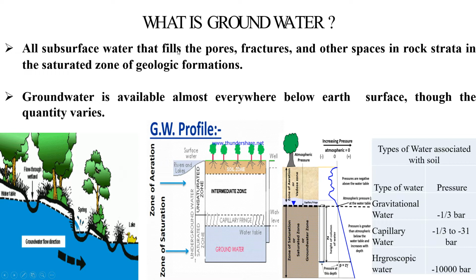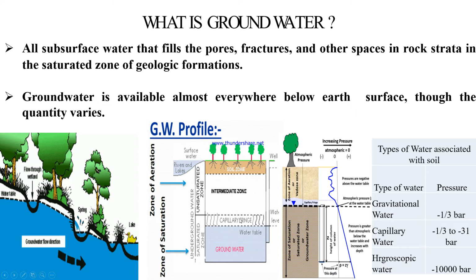Groundwater is all the subsurface water that fills the pores, fractures, and other spaces in the rock strata in the saturated zone of the geological formation. Groundwater is available almost everywhere below the Earth's surface, though the quantity varies. Here I am talking about the unsaturated zone as well as the saturated zone. In the unsaturated zone, there are three zones: soil zone, intermediate zone, and capillary zone.